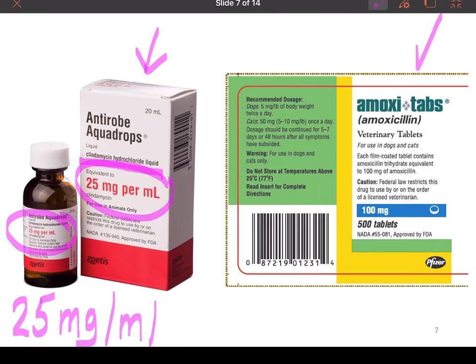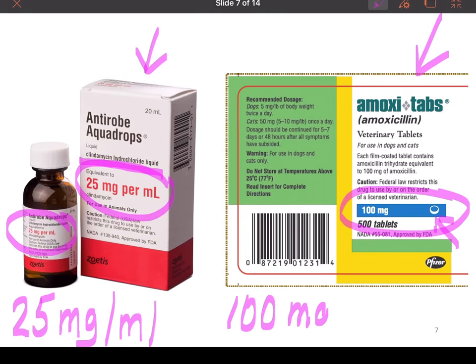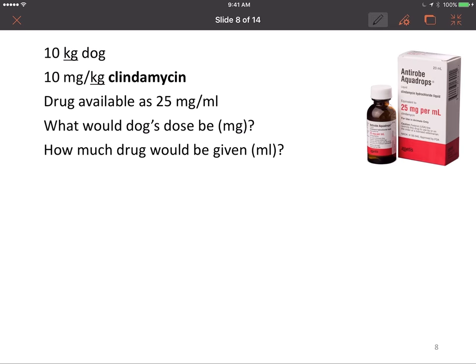Over on the right here, these are amoxicillin tablets, Amoxi-Tabs. If you look down on this blue bar, it says 100 mgs, and then there's a little picture of a tablet right down here. What this means is that there are 100 milligrams per tablet. Okay, let's try a dose calculation example.